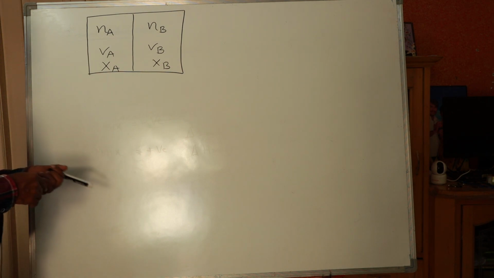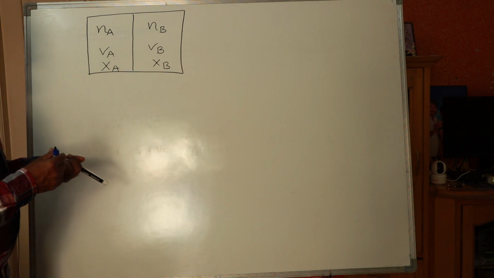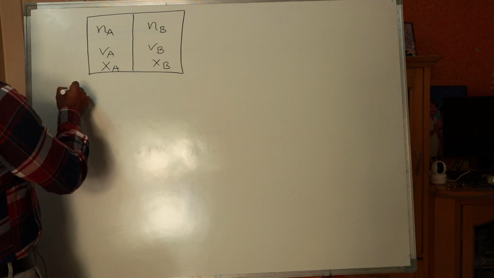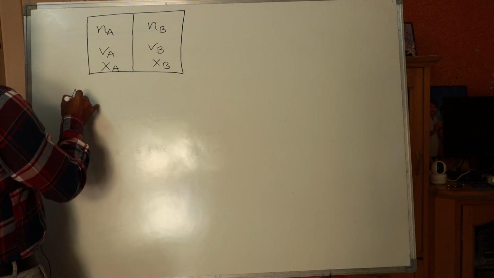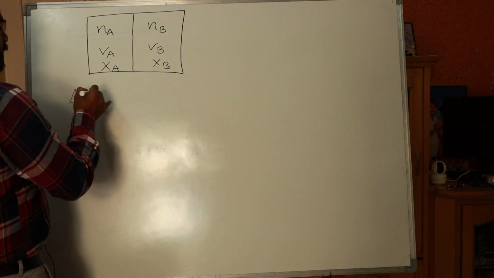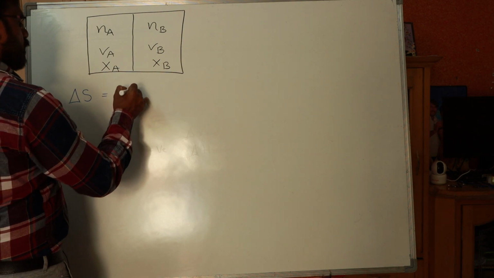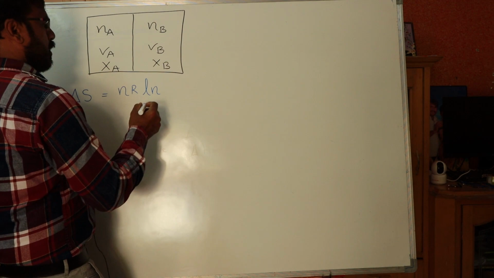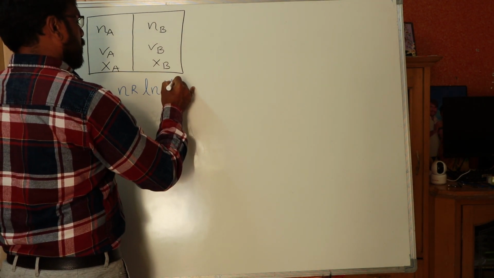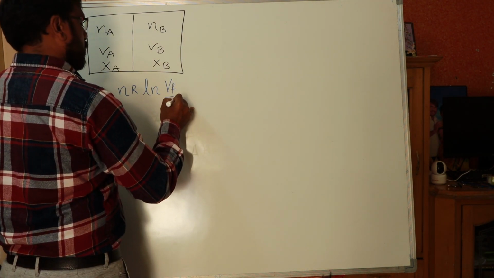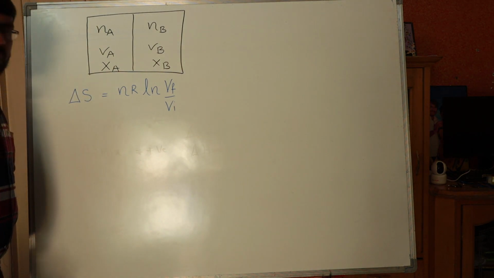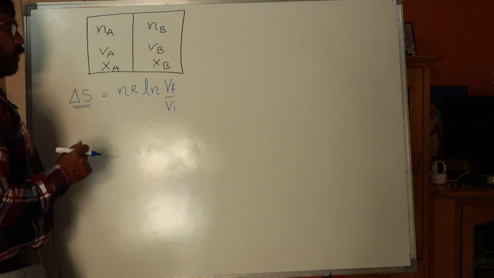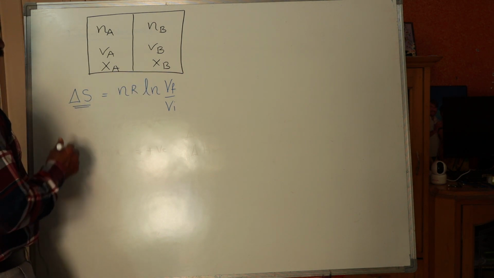Now we have one thermodynamical relation between delta S and volume of the solution. Delta S is equal to nR ln (V final by V initial). It is the thermodynamical relation between delta S and the volume of the solution and its number of moles.